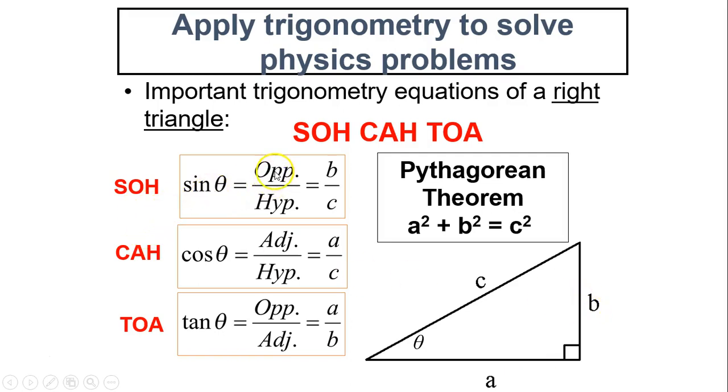So SOH means sine theta equals opposite over hypotenuse. CAH: cosine theta equals adjacent over hypotenuse. TOA: tangent theta equals opposite over adjacent. The Pythagorean theorem says the hypotenuse squared equals the sum of the legs squared.